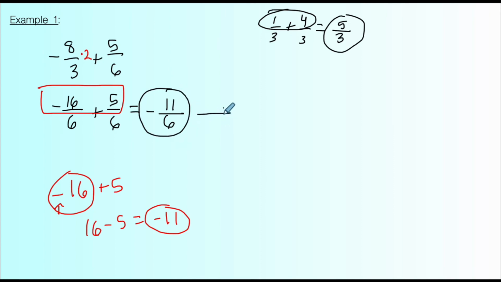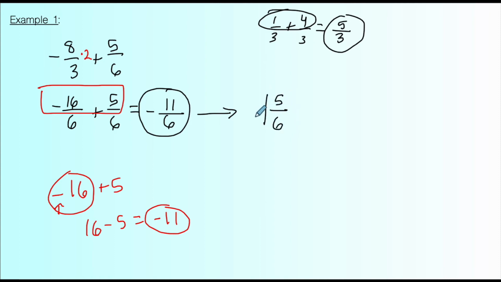Typically, the best possible way to write a fraction is you simplify it so that it is not an improper fraction like this, where the numerator is bigger than the denominator. So we're going to write this as a mixed number. How many times can 6 go into 11? 6 can go into 11 one time with 5 left over.